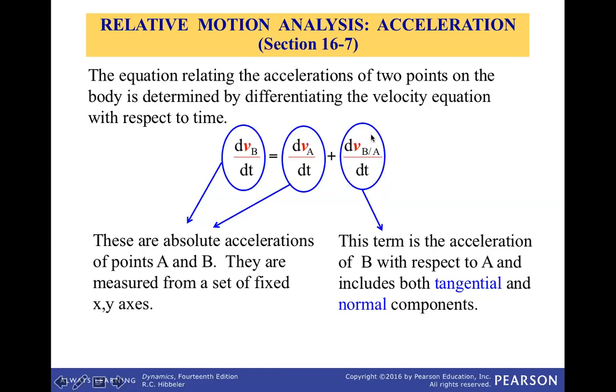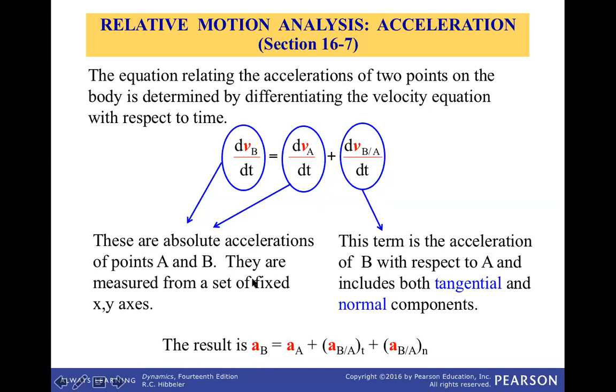Now keep in mind, when we talked about the velocity relative motion analysis, this term is due to rotational motion of the body. So if there's rotational motion of the body, then the oscillation in this part will have tangential and normal components. In addition to the absolute oscillation for point A, there's a tangential and normal component, so basically you'll have 3 terms for the oscillation of B.